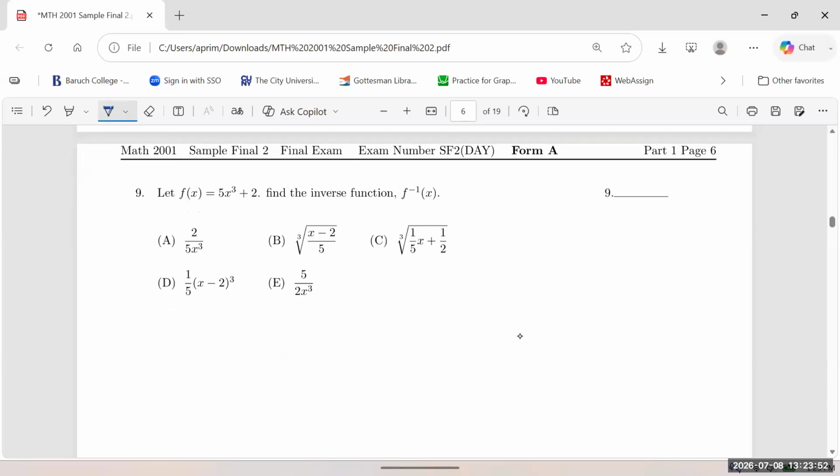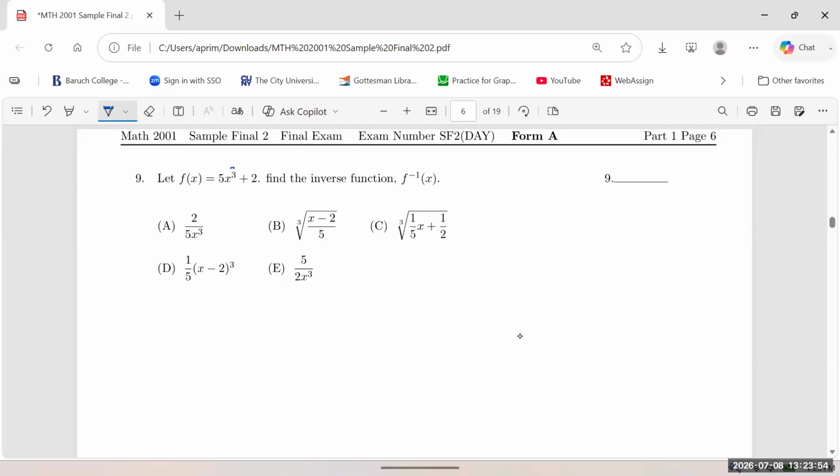Okay, since it's a cubic function, the result will be a cubic graph. One of these, and then you figure out which one.